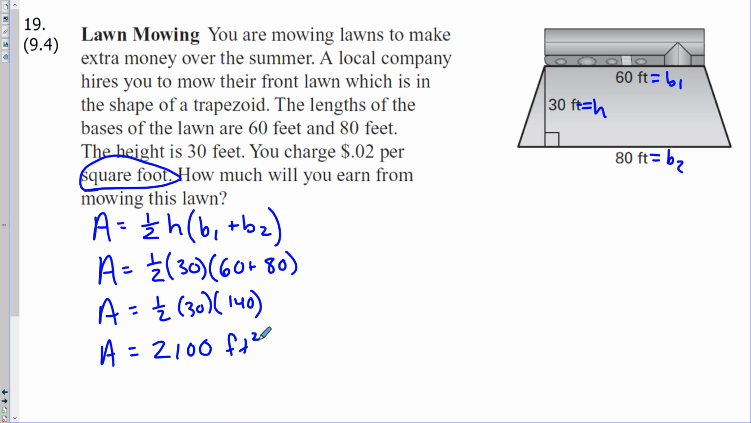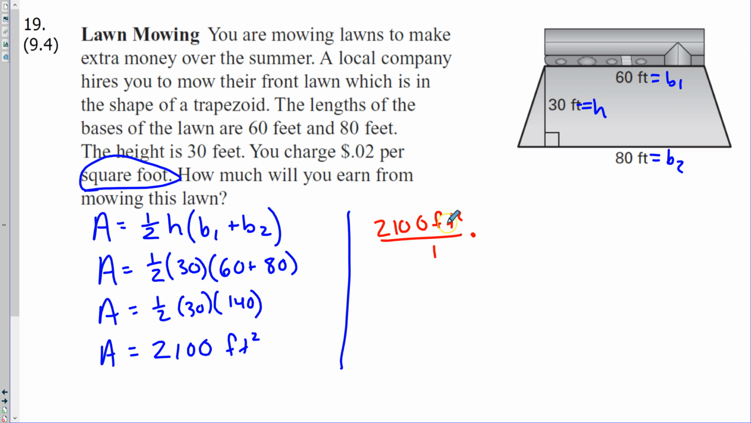So that would be a key number that I'd want to see on your exam, right? We need that area before we can calculate our pay. So now I'm going to take my area and I'm going to convert that into a measurement in terms of pay.